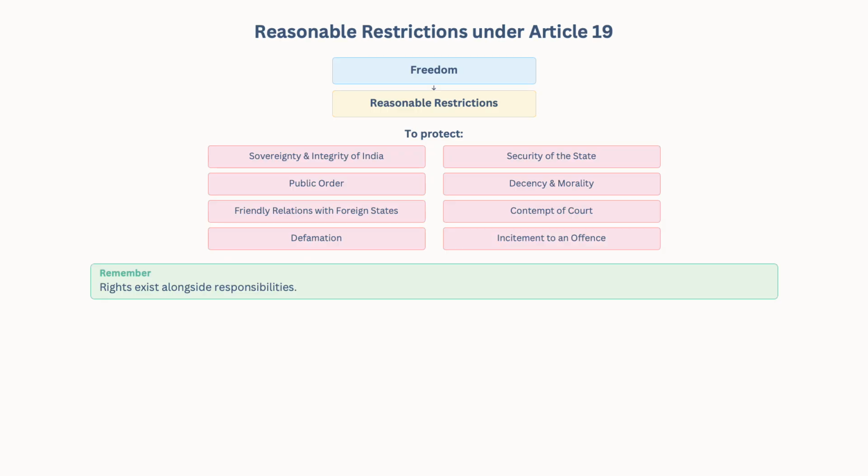Now, there are reasonable restrictions. We have already discussed that under Article 19. For the security of the state, there are restrictions. Rights exist alongside responsibilities, and we always have to understand that whatever rights we have, we are also responsible.